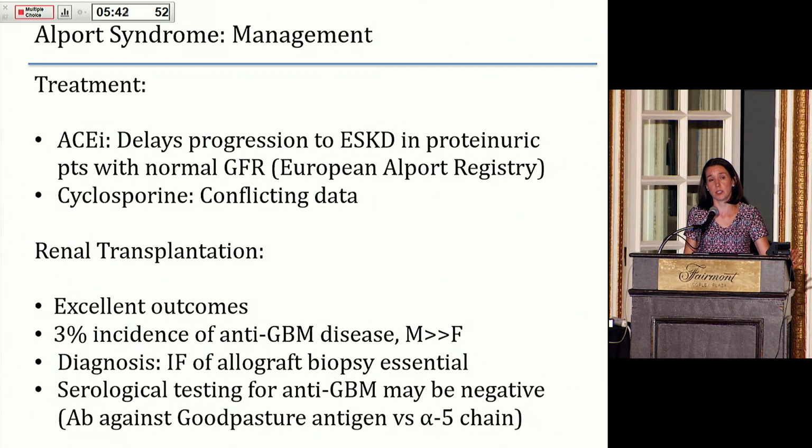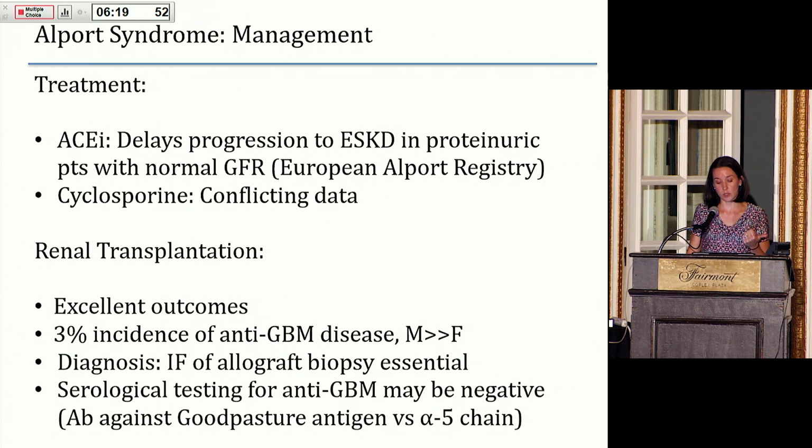However, you have to remember that there is a neoantigen in the glomerular basement membrane. So these patients have not previously been exposed to the alpha 3, 4, or 5 collagen that is abnormal to them, and they do have a 3% incidence of anti-GBM disease post-renal transplant. And two things to remember about this. First of all, the serologies may be negative because the antibody is not necessarily against the Goodpasture antigen. So having a negative anti-GBM antibody does not exclude this condition post-renal transplant.